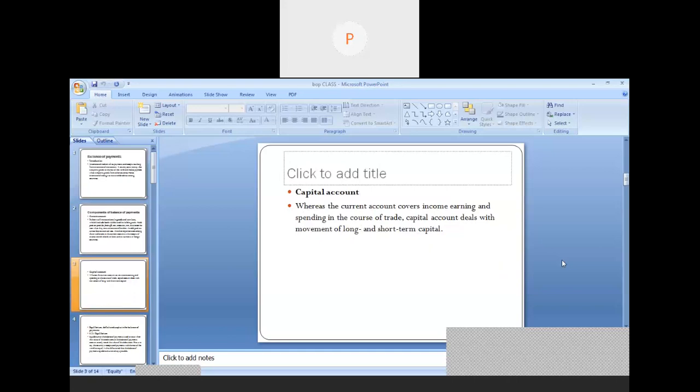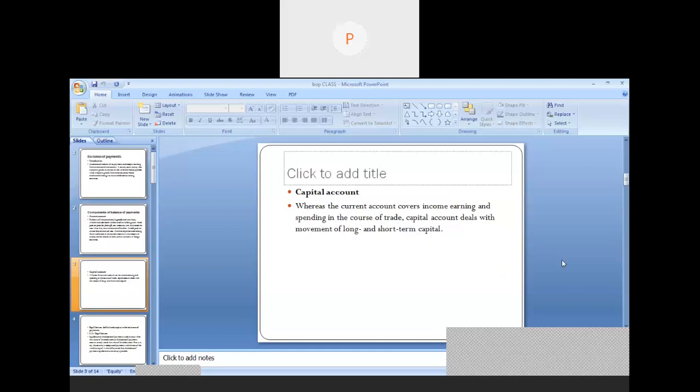Now, if you go by the current and capital account, whereas the current account covers income earning and spending in the course of trade, the capital account deals with the movement of long and short term capital, right? So, we all know there are various kinds of transactions.